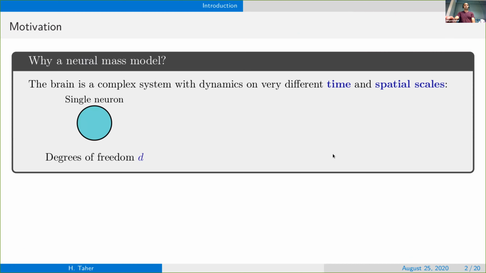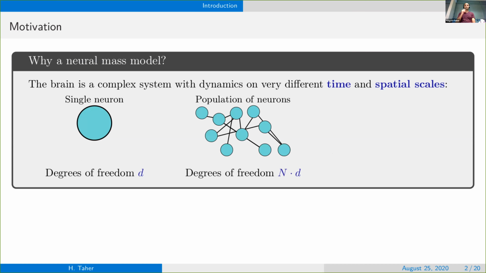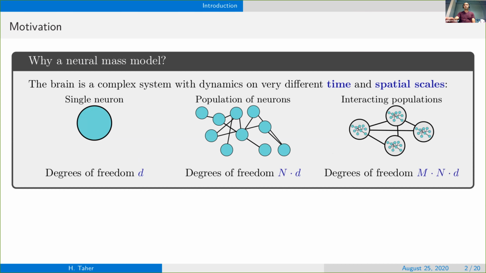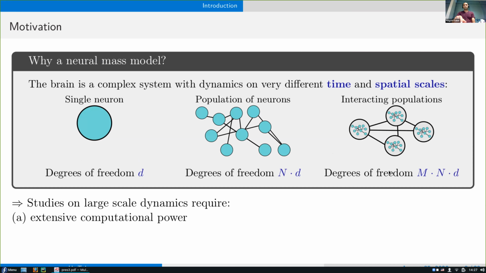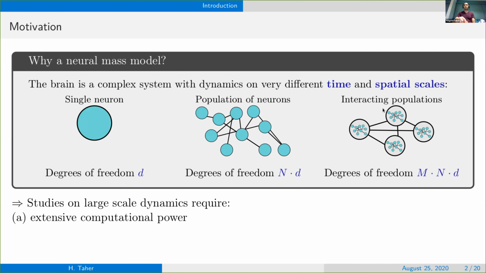Regarding the spatial scales, we can, for example, look at a single neuron, which can have a degree of freedom D. We can look at the interaction of neurons to put them together in a neuronal population. And in many cases, it is not necessary to know what the individual neuron is doing. It is sufficient to know how the population responds, for example, to external stimuli.